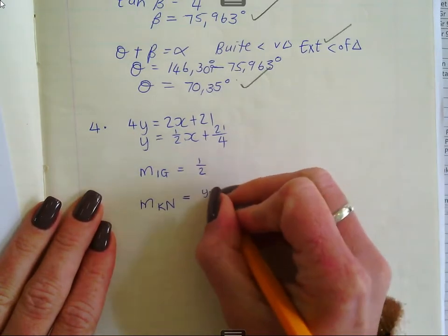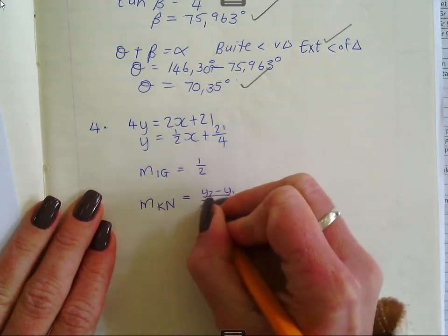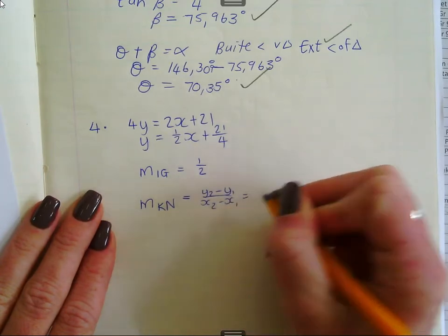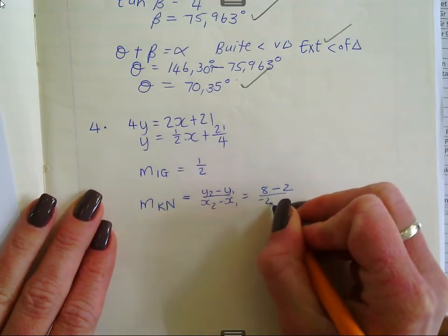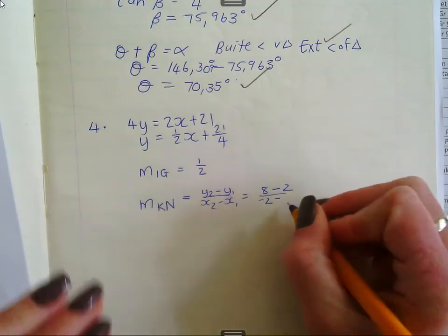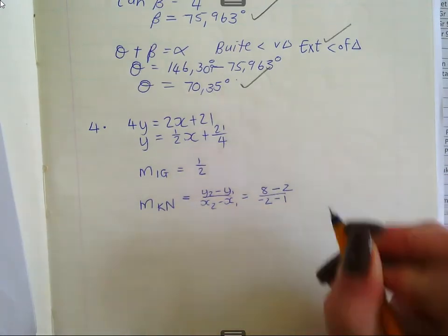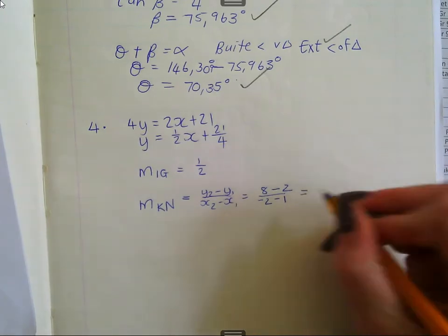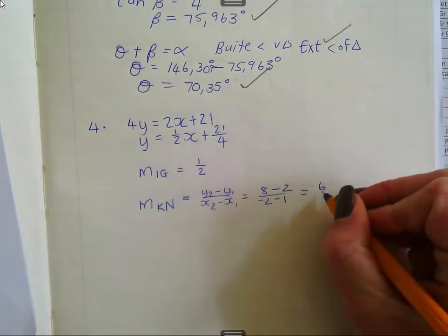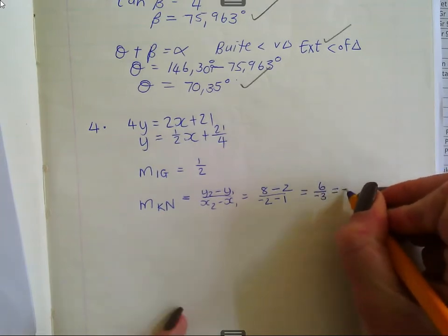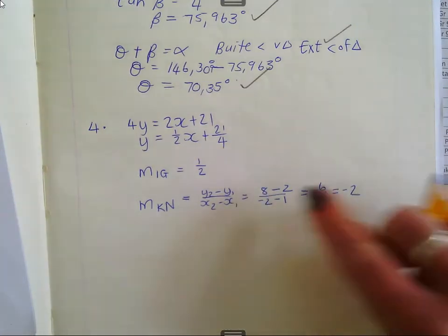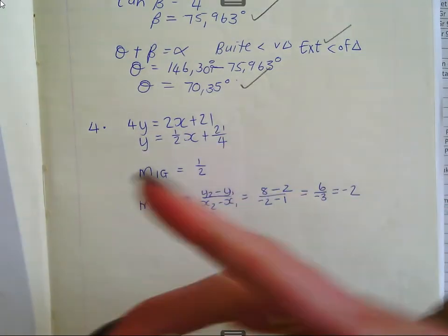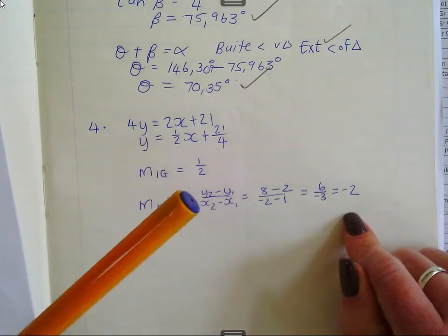Which is y2 minus y1 over x2 minus x1. It's going to be 8 minus 2 over negative 2 minus, what is it, negative 2 minus 1. That gives me an answer of 6 over negative 3, which is equal to negative 2. Was that what I wanted to get? Yes. Because a half swapped around is 2 with a negative is negative 2.